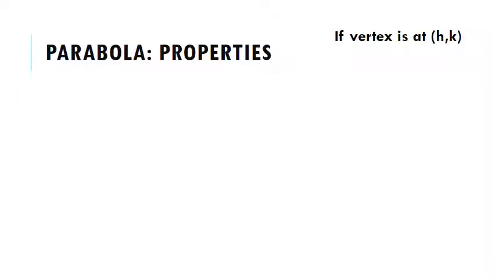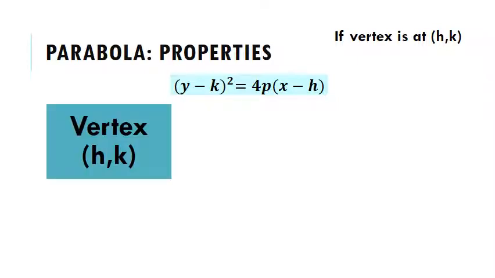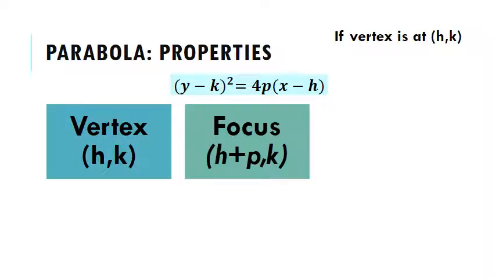What if wala na sa origin yung vertex natin? What if the vertex is at (h, k)? So, magbabago lahat ng ating properties. Magiging ganito yung standard form natin: (y minus k) squared is equal to 4p (x minus h). Lagi nyo tatandaan, ang partner ni h ay si x, at ni y ay si k. Vertex is at (h, k).